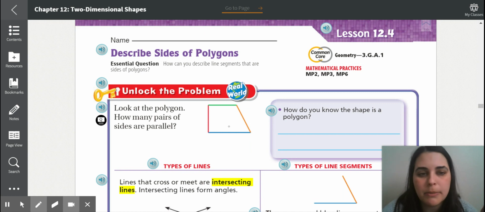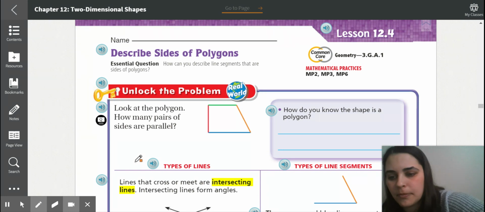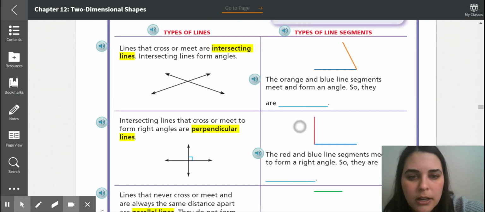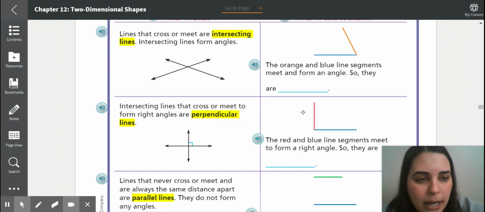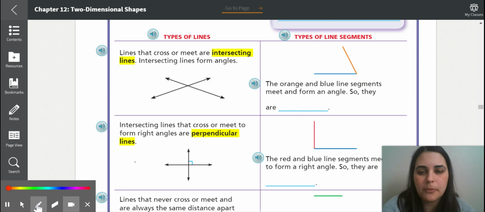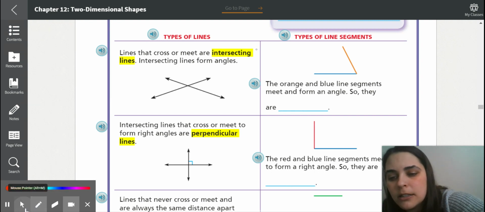So yesterday we learned about what polygons are, and they are different shapes made up of only line segments, so straight lines only. All right, we're going to start here by talking about the different types of lines that polygons are made of. So the first type of lines are called intersecting lines.